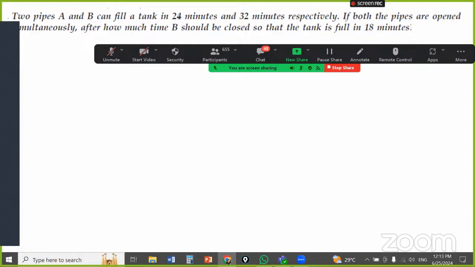So after how many minutes? See, totally it is 18 minutes only. After how many minutes B has to be closed? In that remaining time only A was working. So the total time is 18. That's what they have given.